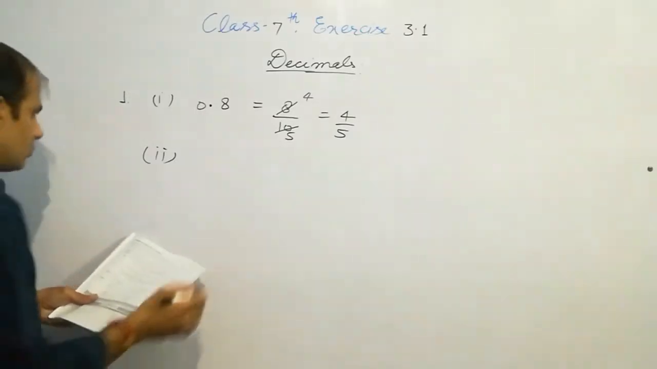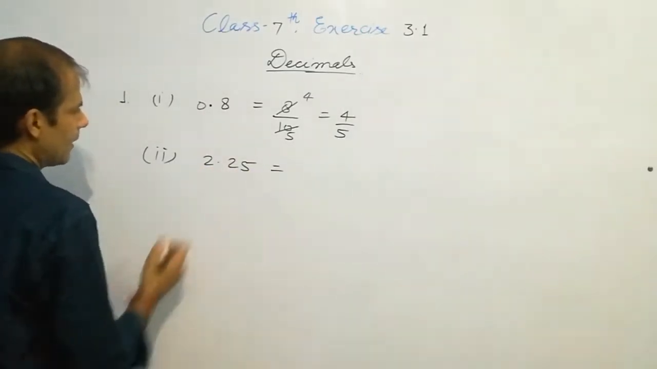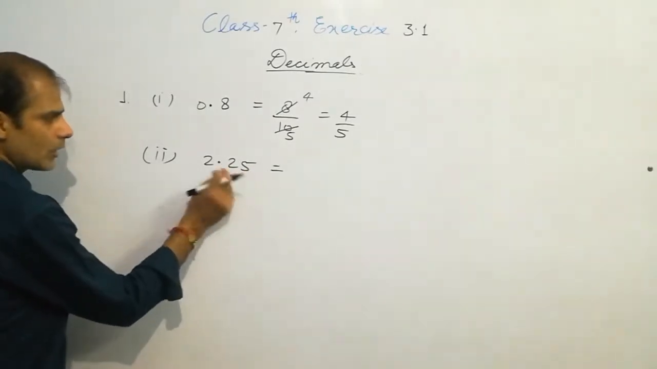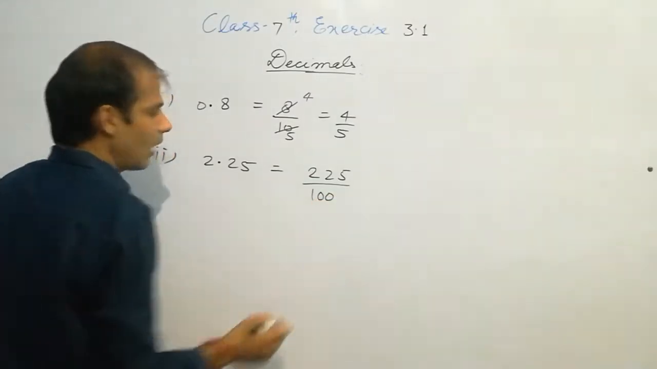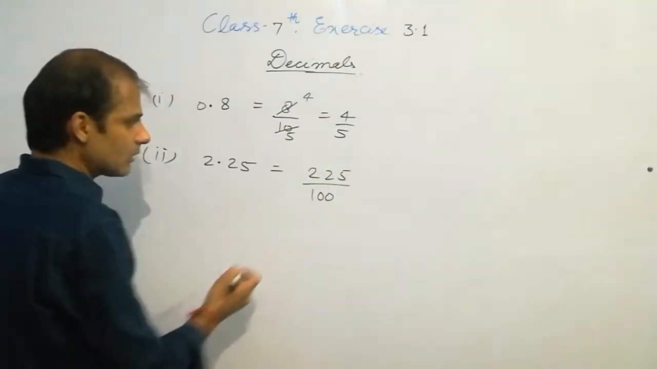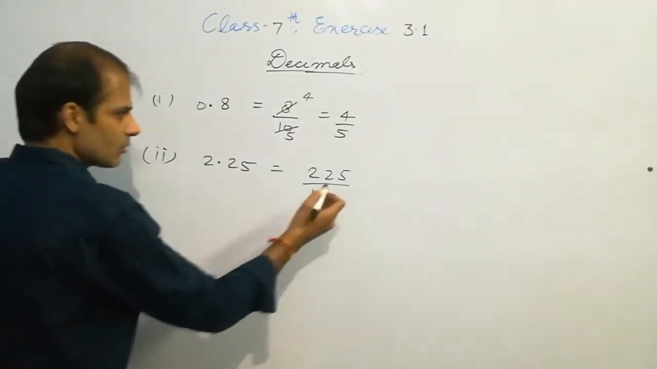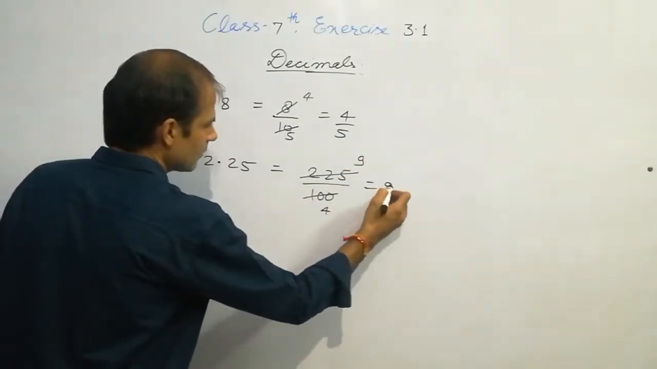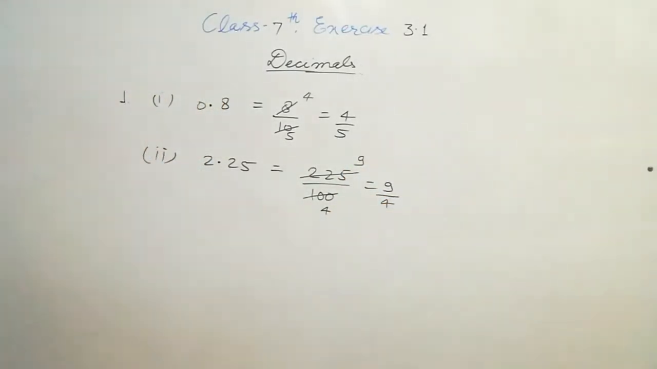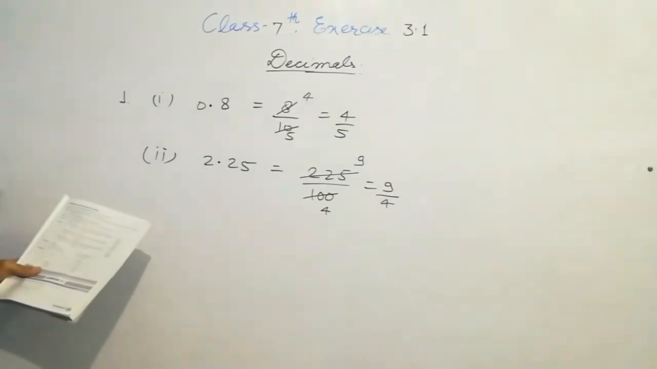Second part, 2.25. Again there are two digits to the right of the decimal, so we write 225 upon 100. Okay, and you can see that it is divisible by 25. So 25 4 ja 100 and 25 9 ja 225. If you remember the table it will be easier, otherwise you have to write the table and check for the division. Next part, there are total 5 parts, so I solve any 3.